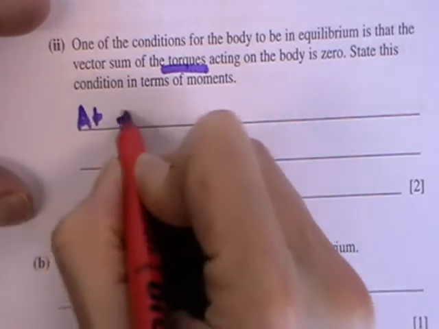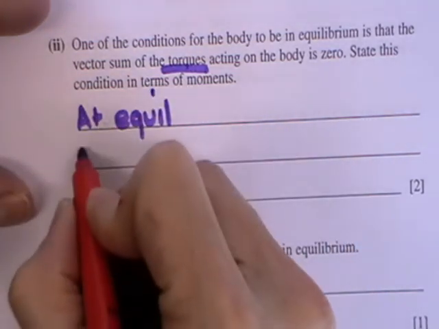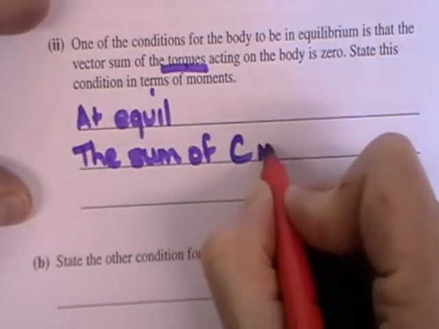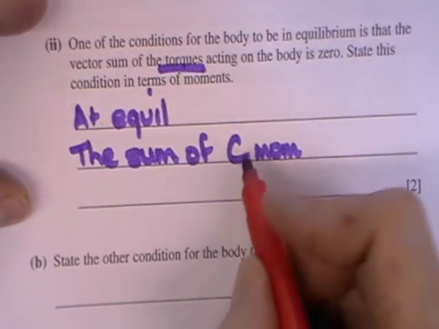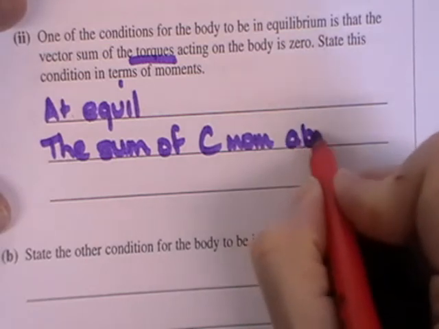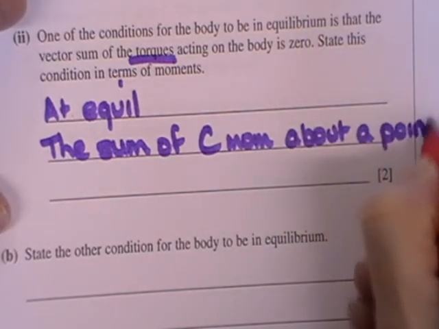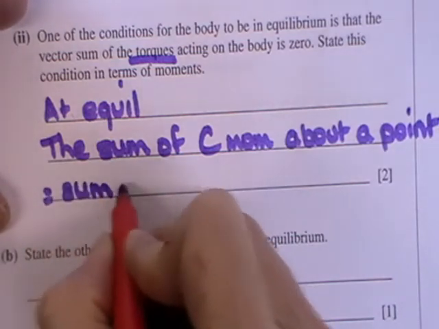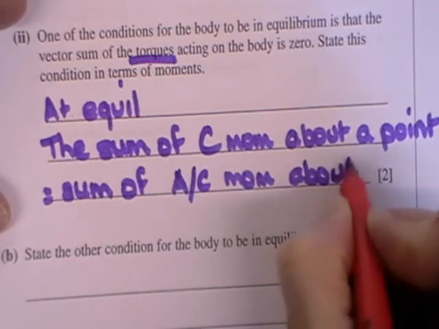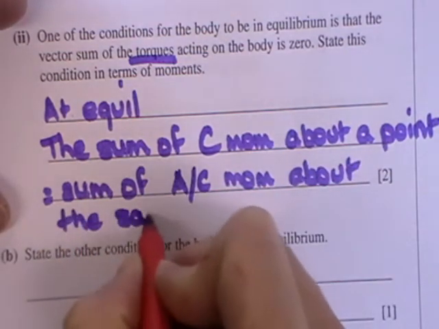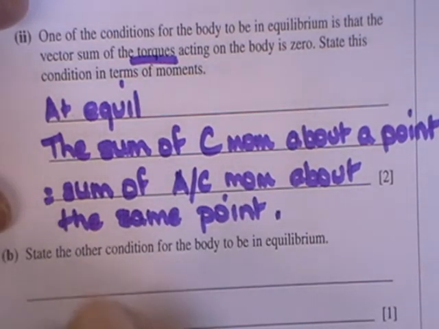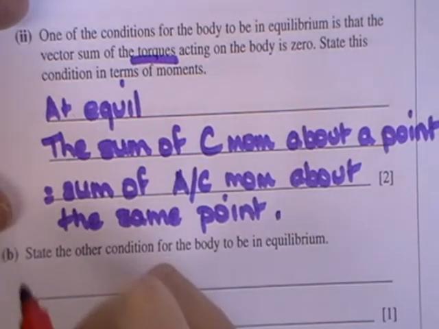So at equilibrium is the first bit, and then the sum of the clockwise moments. You write the whole word out there, I just haven't got room. The sum of the clockwise moments about a point is equal to the sum of the anti-clockwise moments about the same point. And you don't need to worry about the rest of the question there.